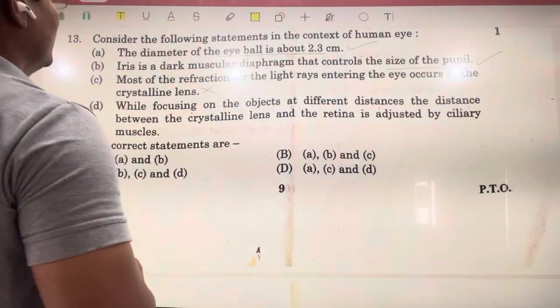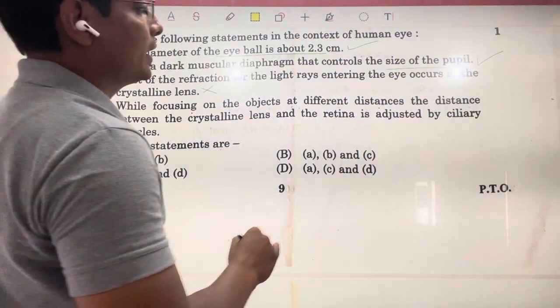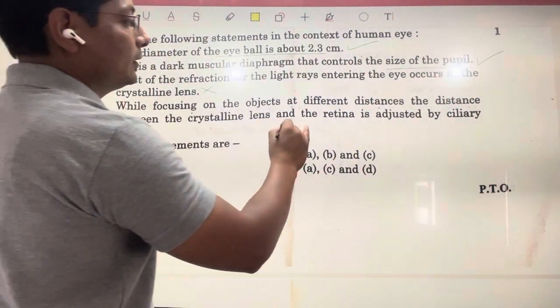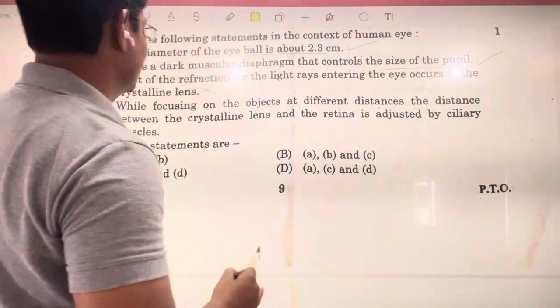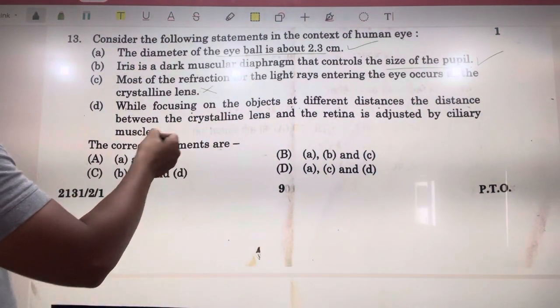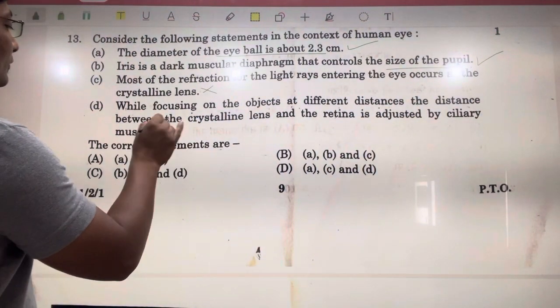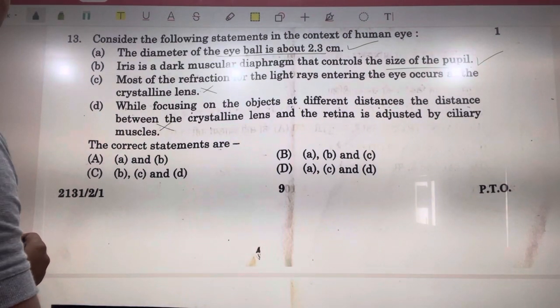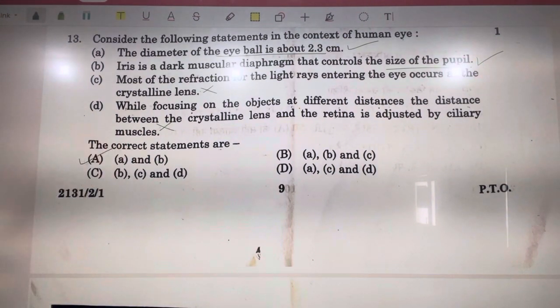This is wrong. Then while focusing on objects at different distances, the distance between the crystalline lens and the retina is adjusted by the ciliary muscle. No, this is not the correct one. So therefore we have A and B as the correct. So option A is the correct one.